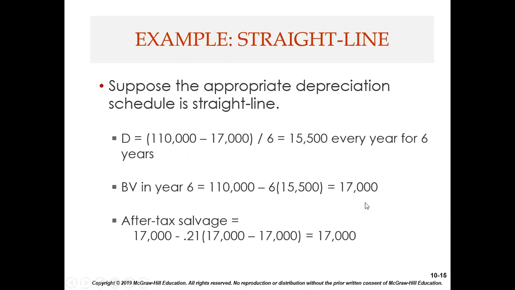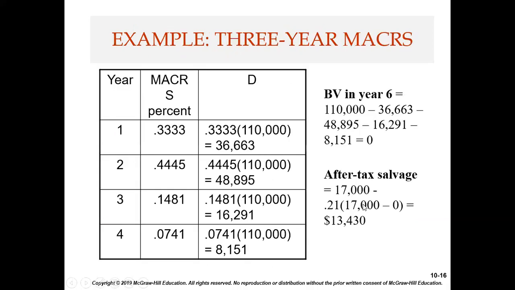Now, this company first used straight line. I'm not worried about that. I'm going to go to MACRS because that's what we'll be using. If this asset qualified as a 3-year asset, if this equipment was being used in research, we would calculate depreciation using that table on page 323. 33.33%, which converted to a decimal, 0.3333. So the first year's depreciation on the whole asset, $36,663.